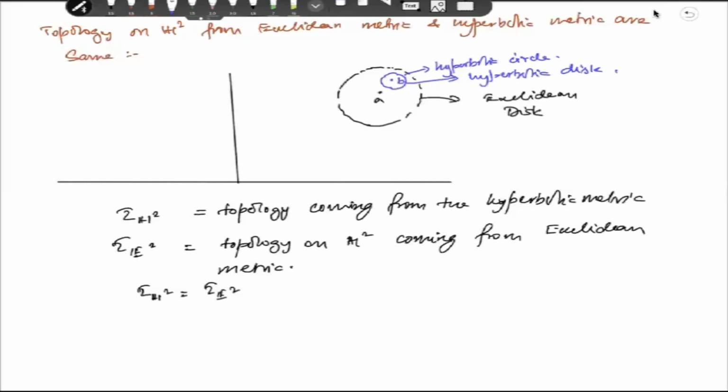And also you can do the converse. If I start with a hyperbolic disk, and I take any point here, you can get a Euclidean disk contained in this hyperbolic disk. So from here it will easily follow that the two topologies are the same. Okay, I'll stop here.